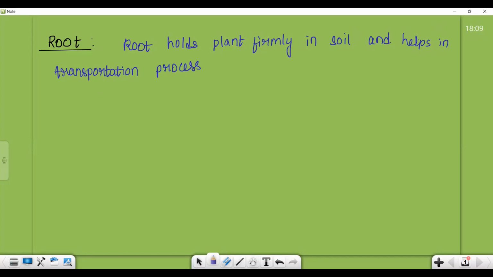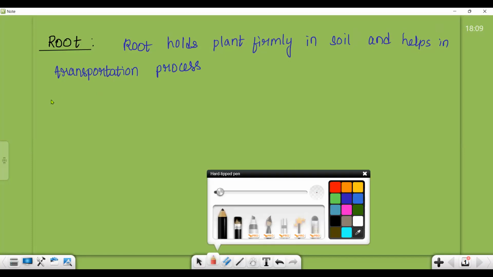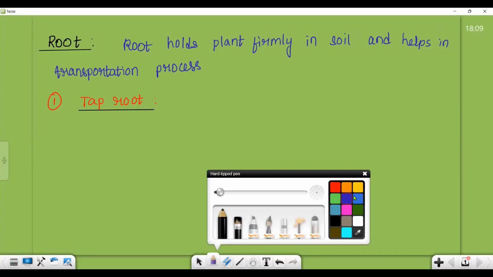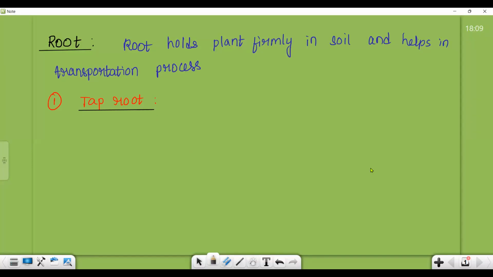Okay. So now roots are of how many kinds? Root includes two kinds. First one is taproot and the second is fibrous root. Those are the two types. Where is taproot present? Mostly taproot you can find in the case of dicot plants.